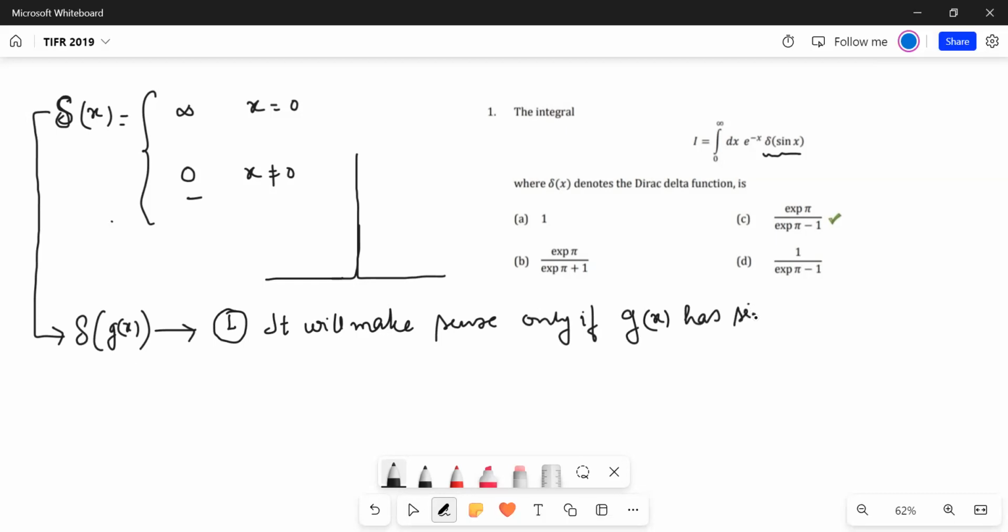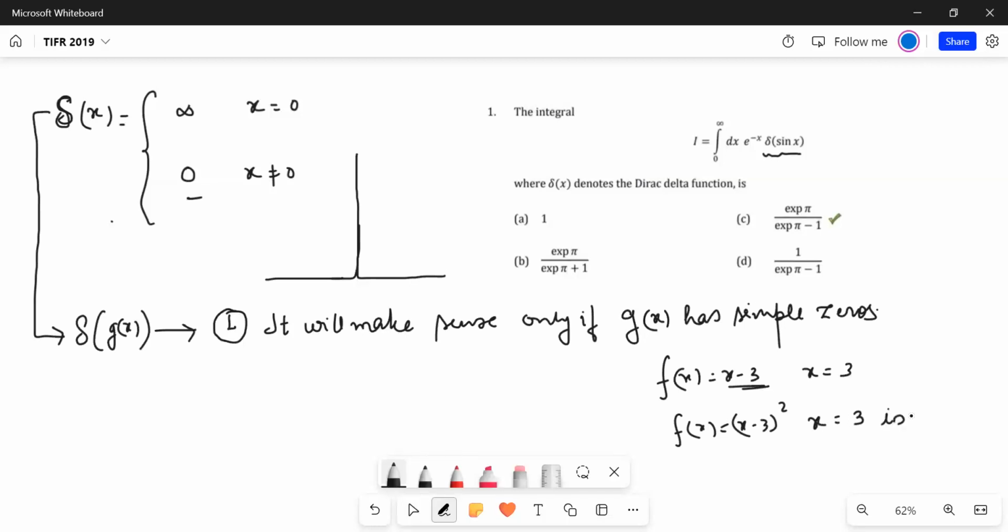By simple zero I mean, let's say I have a function f of x equal to x minus 3. This is a simple zero. Here x equal to 3 is a simple zero. But if I consider f of x equal to x minus 3 whole squared, here you can write that x equal to 3 is a double root, or a double zero, or a zero of multiplicity 2. So here it is not a simple zero. This is the first thing that you should understand.